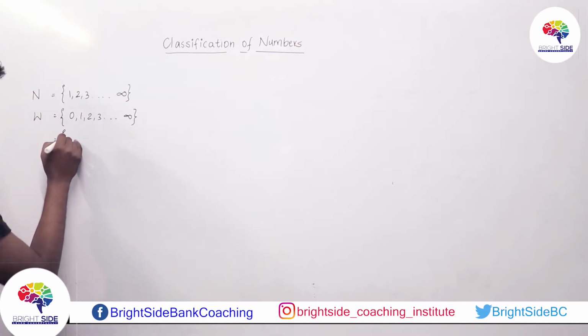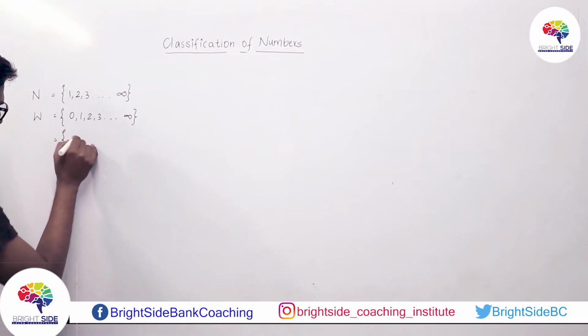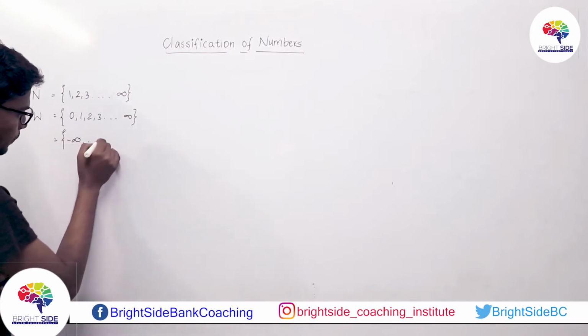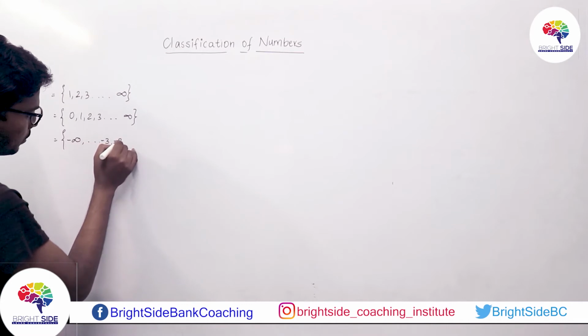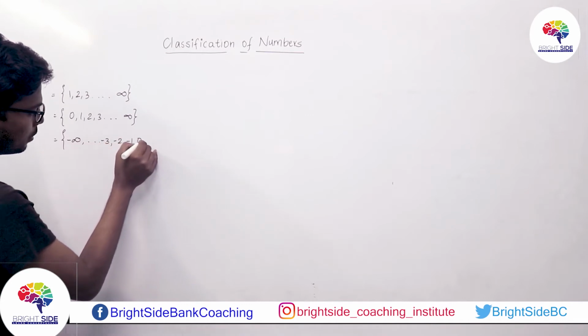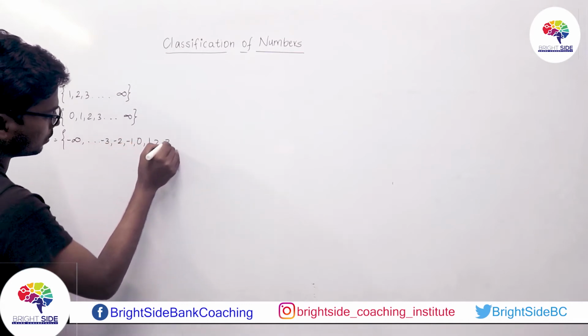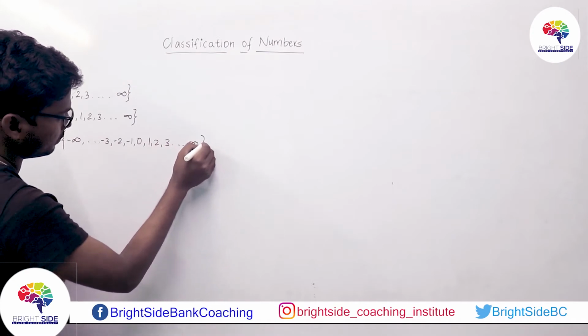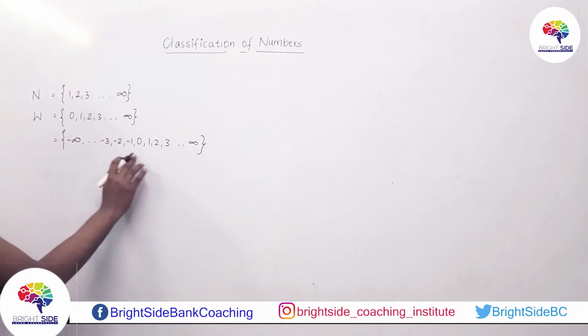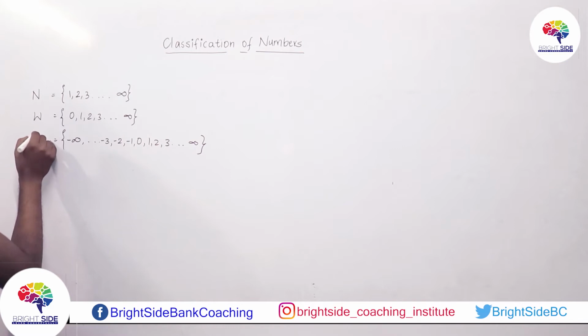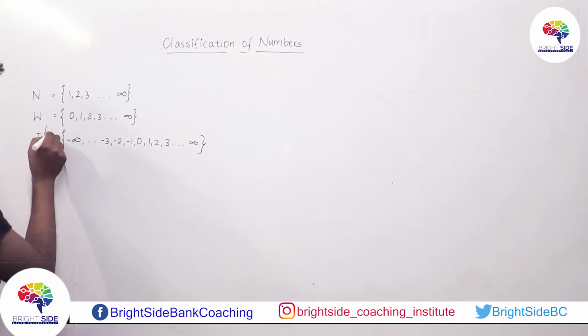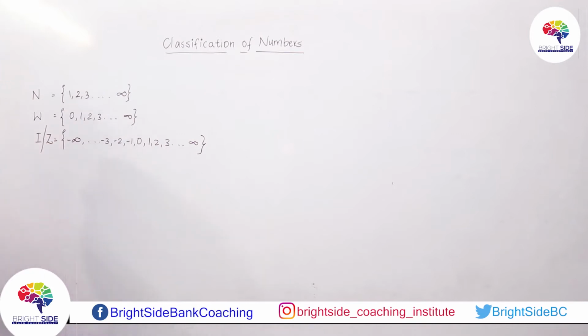So if a set contains minus infinity to plus infinity, these numbers are called integers and this set is called the integer set. The integer set can also be represented as I or Z.